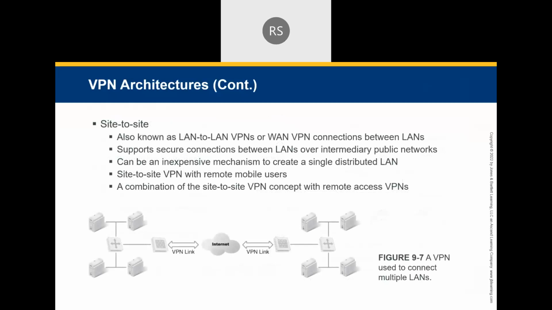A couple key characteristics of the site to site. It does have that network interconnections. So you can establish secure connections between different physical locations or the branch offices. You also have distributed LAN, so you can use this as an inexpensive mechanism to create a single distributed LAN.